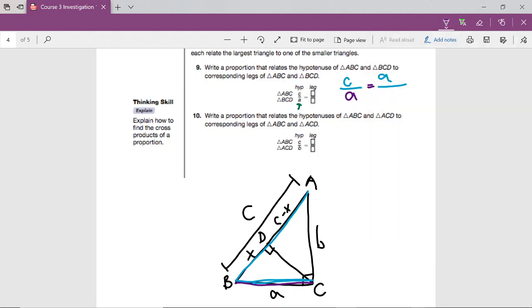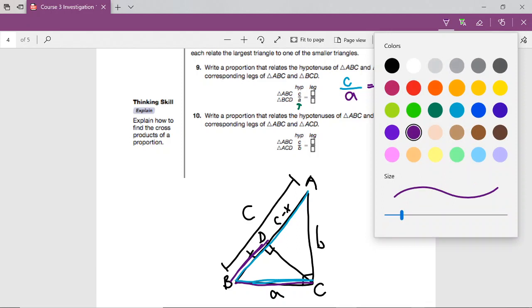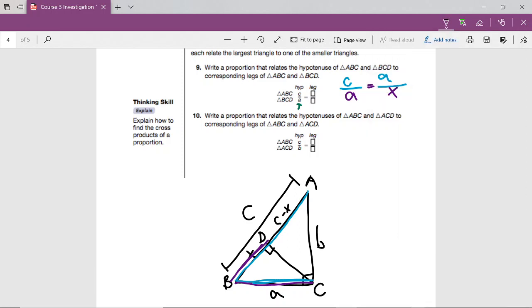Both of those are the small legs of my right triangle, and they correspond. So length A in my ABC corresponds to length X in my triangle BCD. And if you need to, I would encourage you to split them apart so that you can see both of them. So I'll do that right here just really quickly.